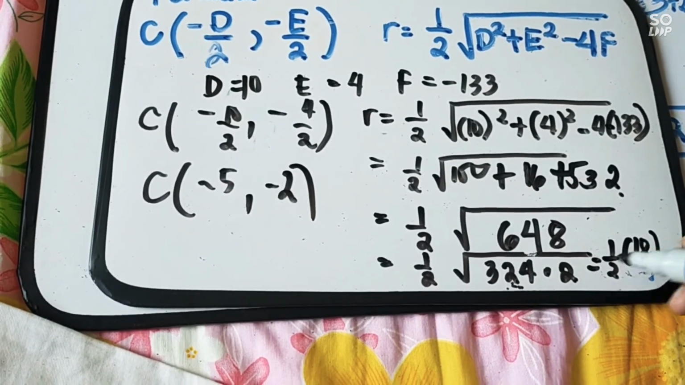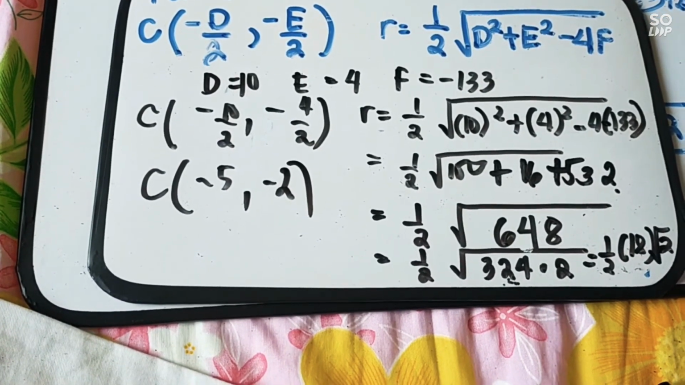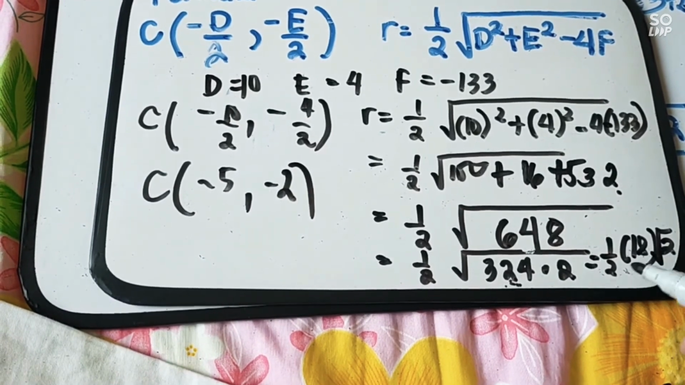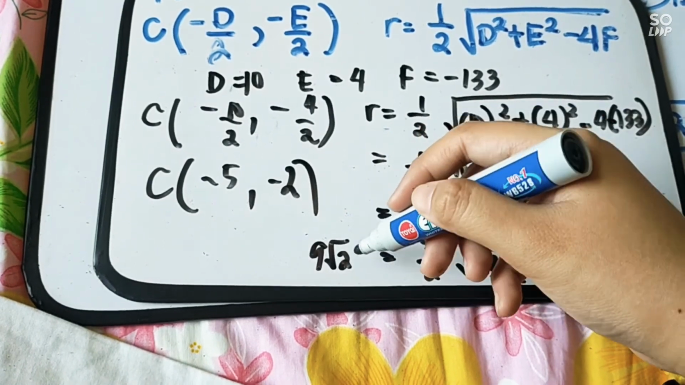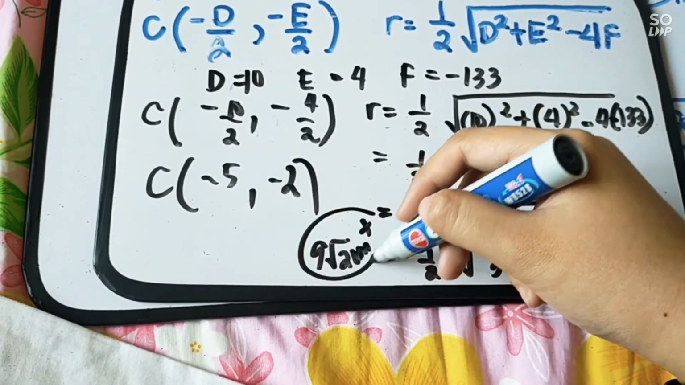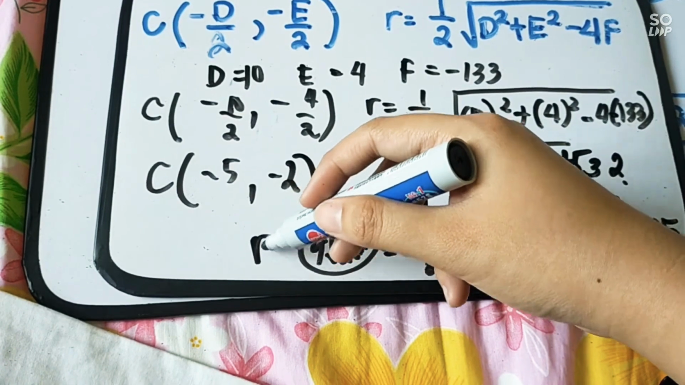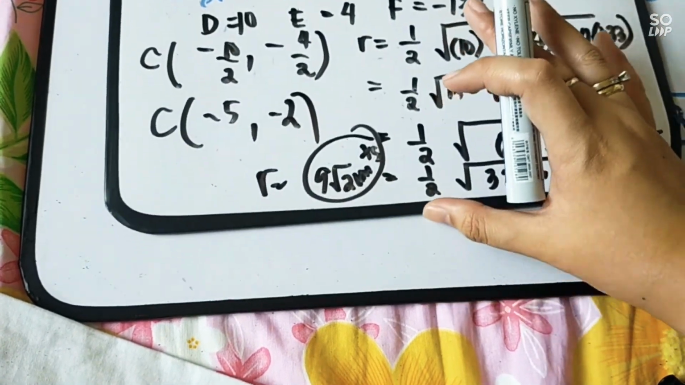18. Then, what remains here is the square root of 2. Now, what is half of 18? We have 9. So, we have 9 square root of 2 units. So, that is your R. Same as like this one.